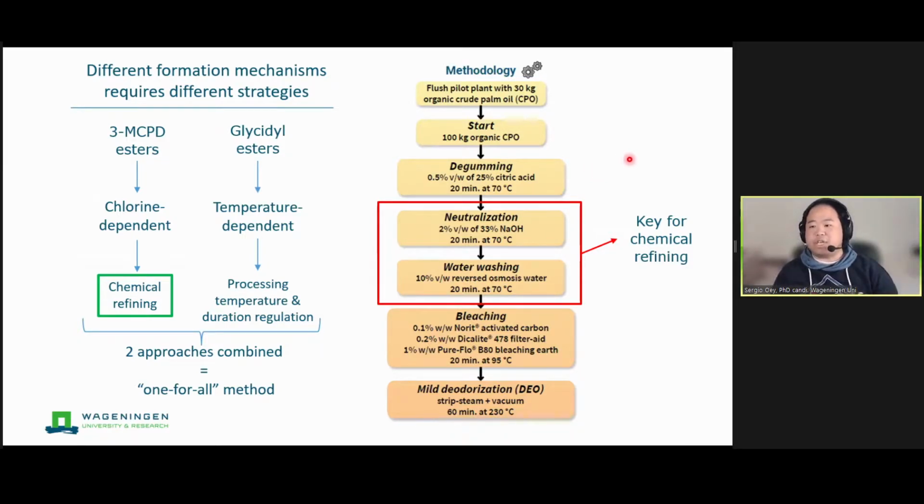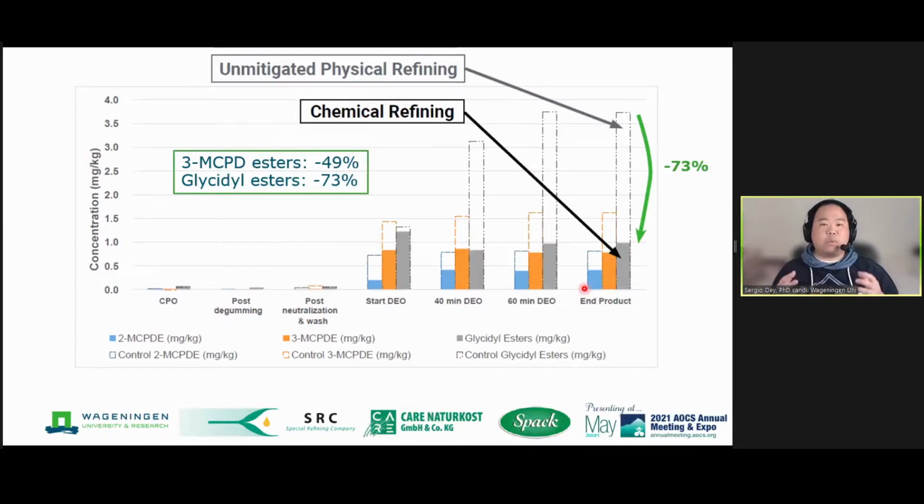The key difference is these two steps here, the neutralization of the oil and the water washing. That is different from what is commonly used in the industry currently, which is physical refining. With this method, we were able to reduce our glycidyl esters concentration by 73%, which you can see here in the gray bar. And the 3-MCPD esters were reduced by 49%, which is the orange bar over here. This is, of course, compared to our control, which is an unmodified physical refining method.